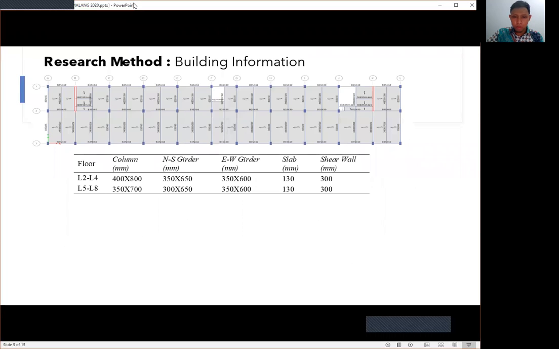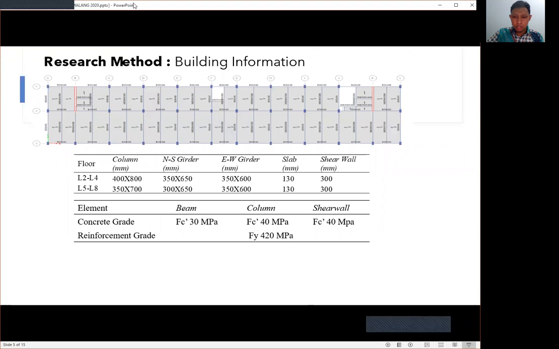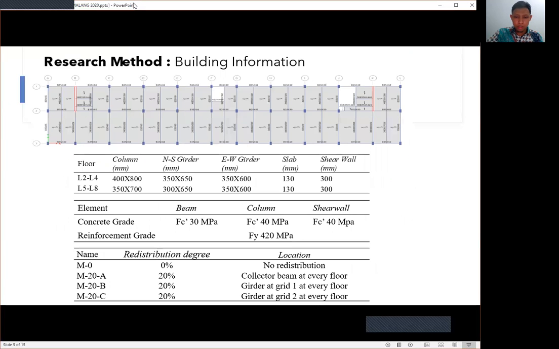Here is the building information: the plan view of the building, the structural element sizes, the structural material strengths, and then the variation in this study. There is a 20% redistribution change and the location varies.